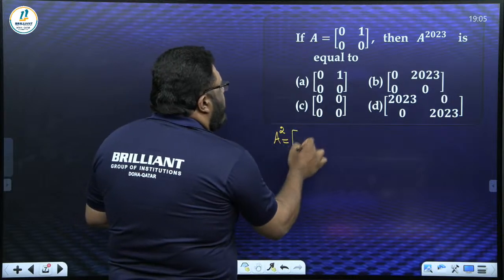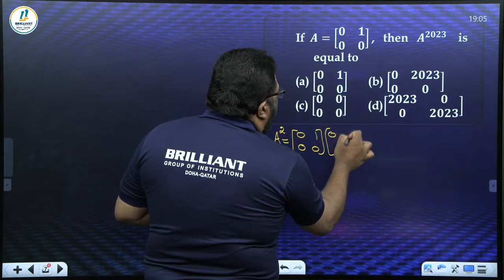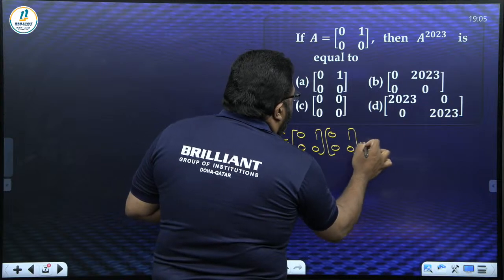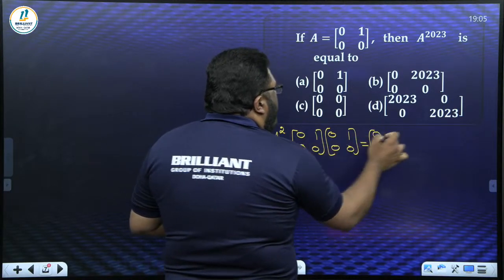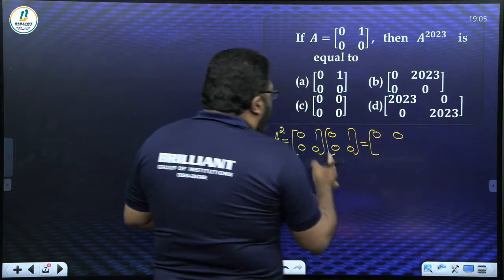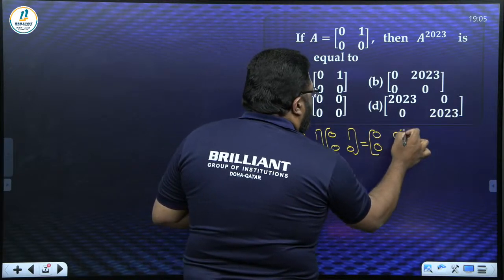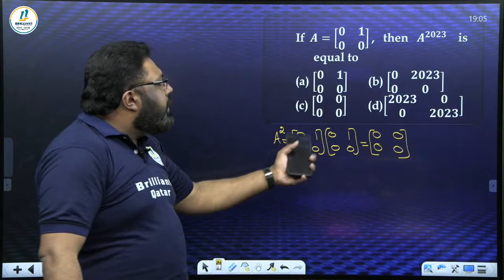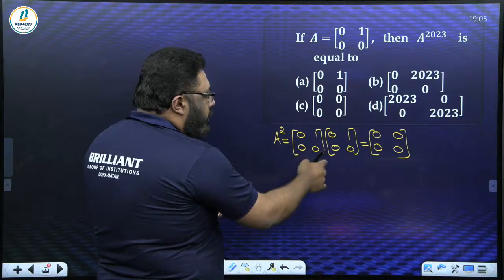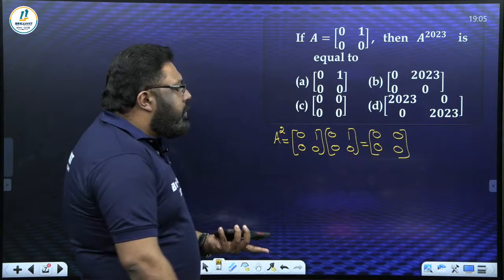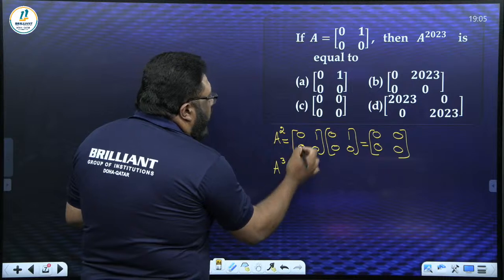So what's going to be A squared? [0, 1; 0, 0] multiplied with [0, 1; 0, 0]. So you see that the first term is again 0. The second term is again 0. The third term is again 0. The fourth term is also 0. You saw that A squared became 0. You can check. A squared is becoming 0. Once A squared became 0, then what would happen if you keep on multiplying, A cube?